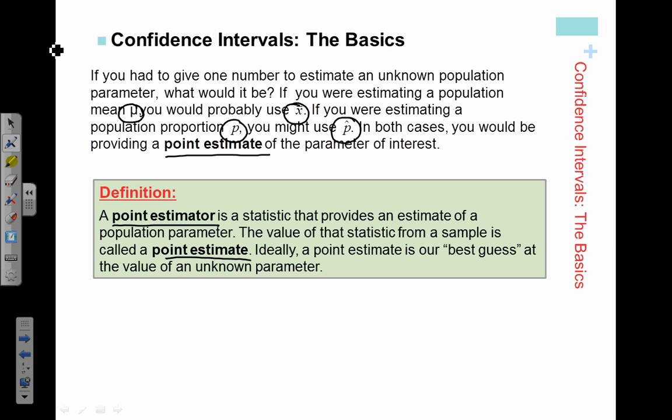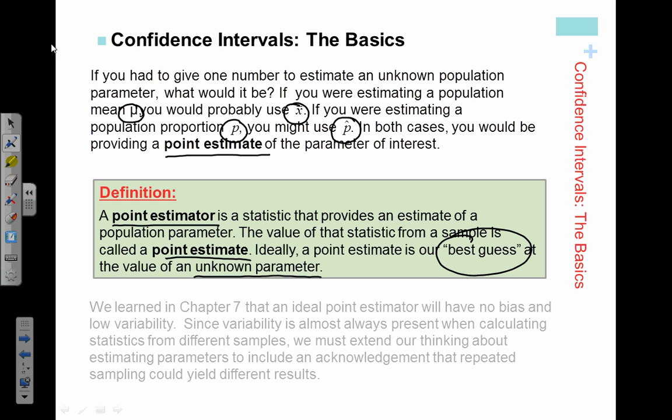Ideally, a point estimate is our best guess at the value of an unknown parameter. So there's this unknown population, and this is our best guess of that population that we got from our sample. So we're going to take our best guess at it. That's what a point estimate or point estimator is.